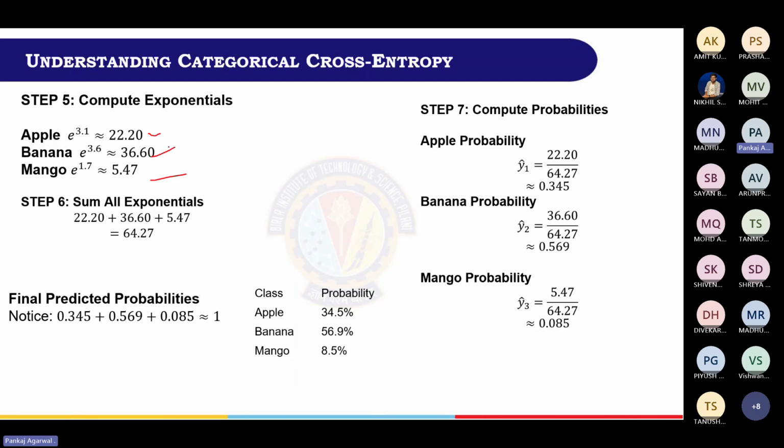After doing this, you sum up all the exponentials that you got, and then you compute the probabilities by applying the softmax. That is how you get it. Obviously, you see that banana comes out to be the winner. So the predicted class would be this, but the final predicted probabilities should not be more than one. That is what we were trying to say.